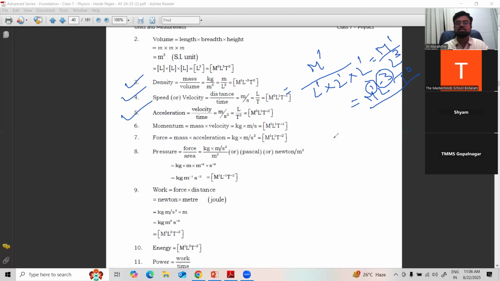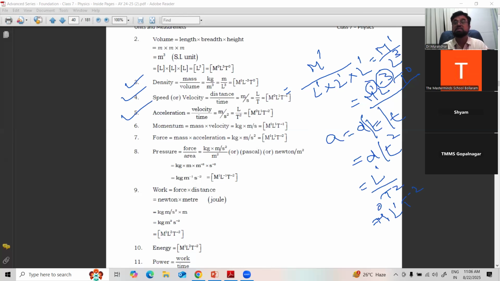Speed we have already seen. Acceleration is nothing but velocity by time. Velocity is nothing but distance by time, so distance by time by time, that is distance by time square. Distance is L1, time square is T2, that is L1 T minus 2. You write M0. That is acceleration. Similarly, momentum: mass into velocity. Mass is nothing but M, and velocity is L1 T minus 1. That is speed.